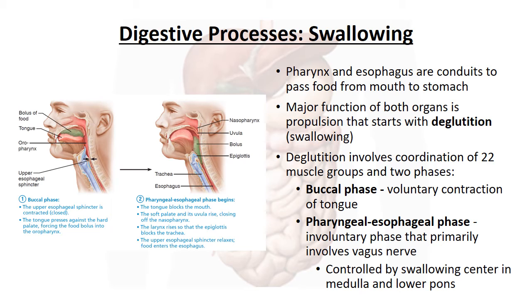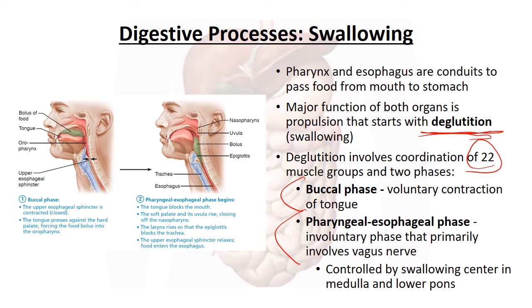Okay, now swallowing, right? We do that pretty involuntarily, okay? So one of our definitions here is deglutition, okay? So swallowing is called deglutition, and it involves 22 different muscle groups, okay? There's two different phases. One is the buccal phase, and the other is the pharyngeal-esophageal phase.